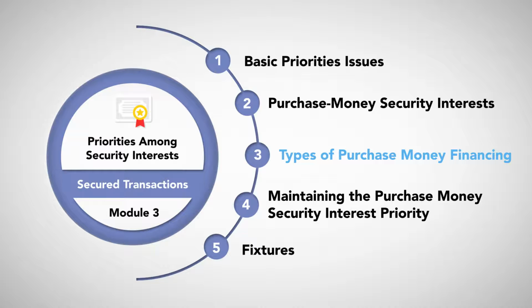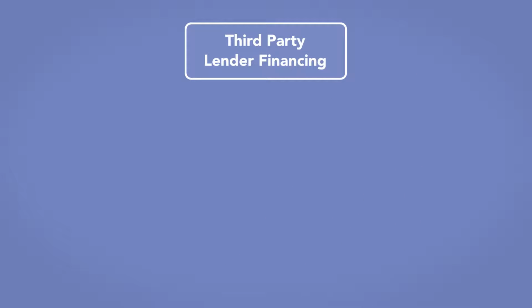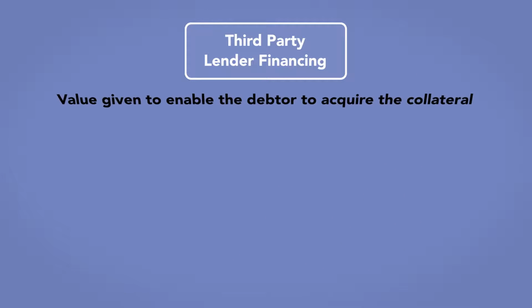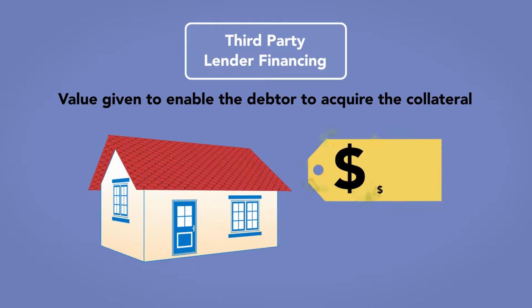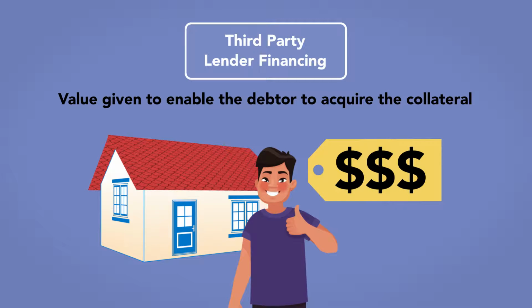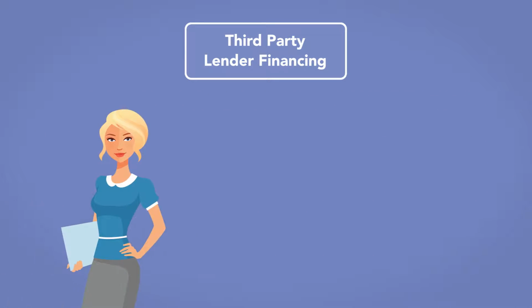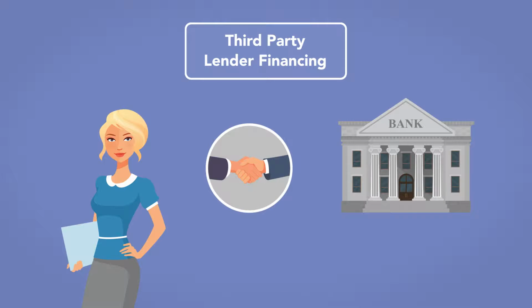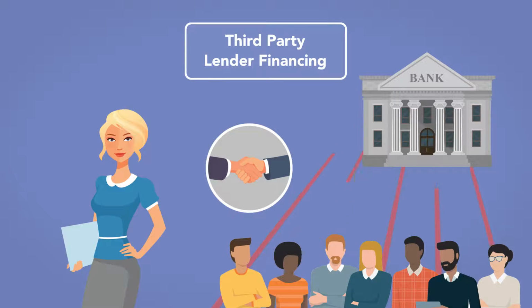Types of purchase money financing. The first, more common type, is third-party lender financing. This means the value given to enable the debtor to acquire the collateral. Sellers rarely finance all sales in-house and instead partner with banks and other lending institutions to offer loans to buyers.